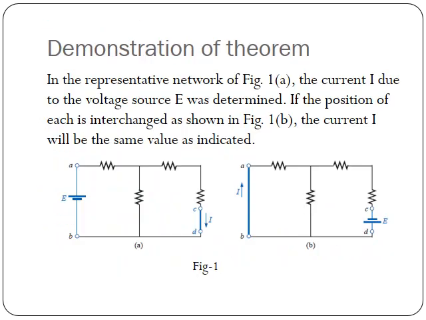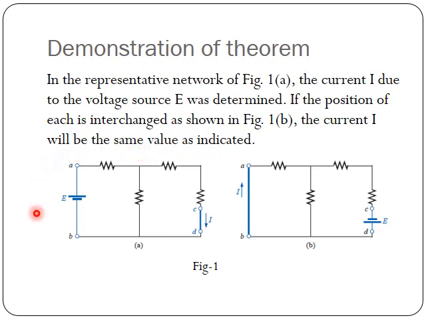Now for the demonstration of this theorem, we have taken two circuits, two networks. One is in figure 1a and the other is in figure 1b. In the representative network of figure 1a, the current I due to the voltage source E was determined. If the position of each is interchanged in figure 1b, the current will be the same as that in the previous network. Let me tell you what this is saying.